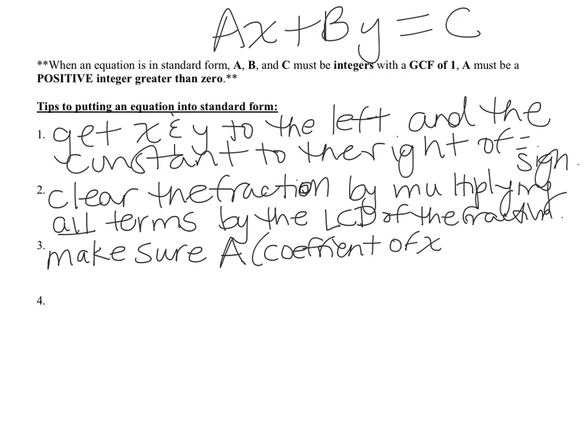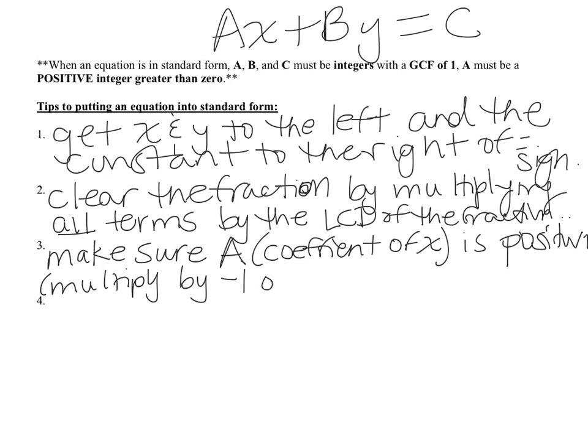So the first term, the coefficient of x, is positive. And if it's not positive, this is what we do. We multiply by -1. Or we could multiply by any negative number if we're clearing a fraction. So 2 and 3 could be done in the same step. So, or a negative LCD.